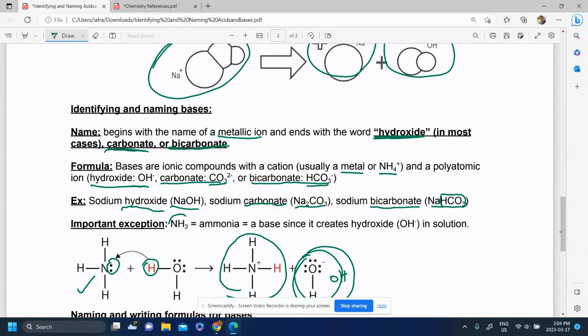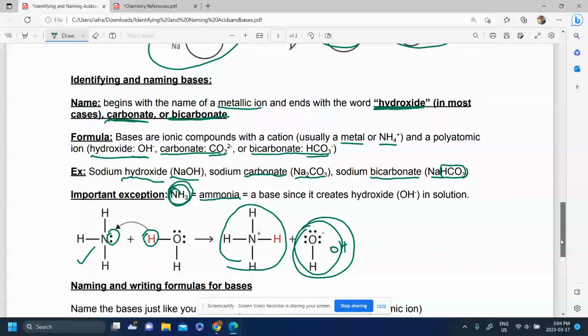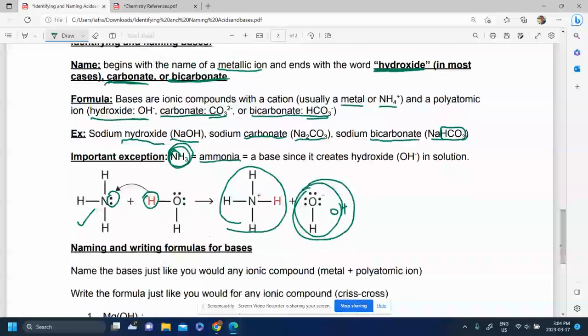And of course, don't forget ammonia or NH3. If you hear that or see this NH3, then you know you're dealing with a base because it produces OH in some other way, similar to what some of these would do as well.